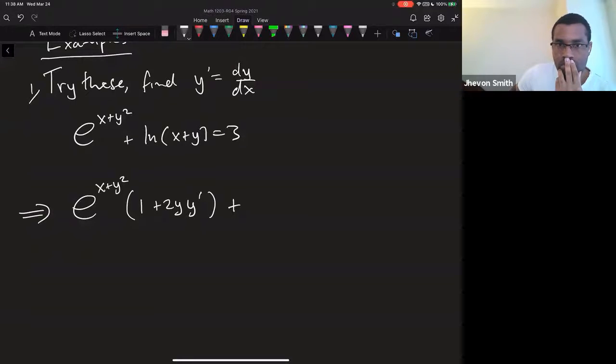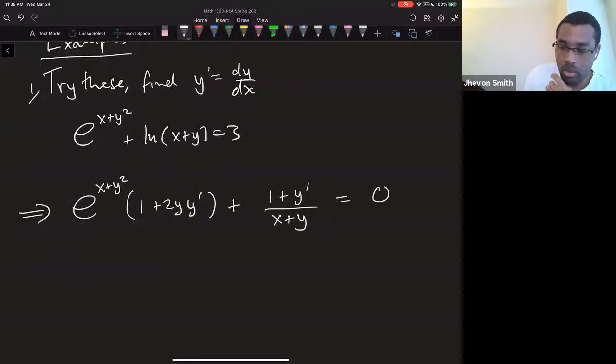So 1 plus y prime over x plus y. So it's the derivative of the inside over the inside, right? Derivative of x is 1, derivative of y is y prime. All right, equals, well, 0, right? Derivative of 3 is 0. So that's it. The calculus is done. What we need to do now is isolate the y prime. That's the guy we want. How do we do that?